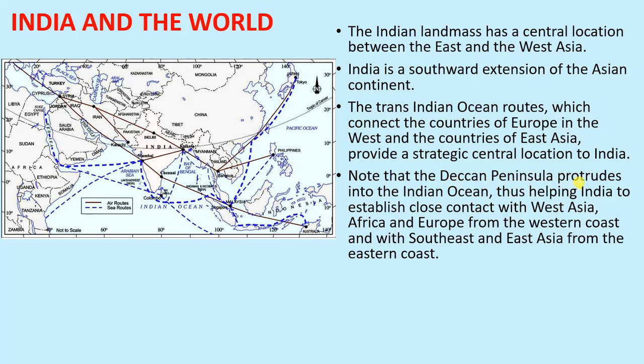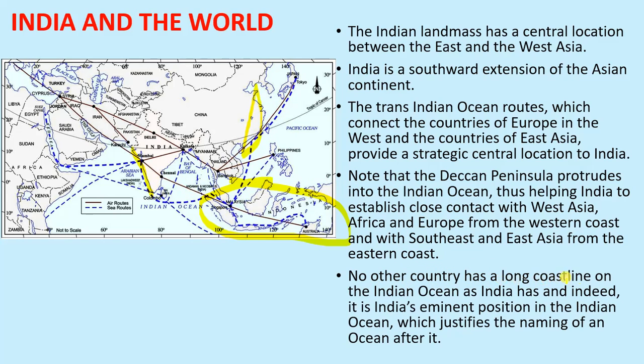Note that the Deccan Peninsula protrudes into the Indian Ocean, thus helping India to establish close contact with Asia, Africa and Europe from the western coast. So from this western coast there is good connectivity with different European countries, the African countries and the Gulf countries, and with Southeast and East Asia from the eastern coast. Southeast means these different Asian countries. Through these sea routes, it is very well connected.